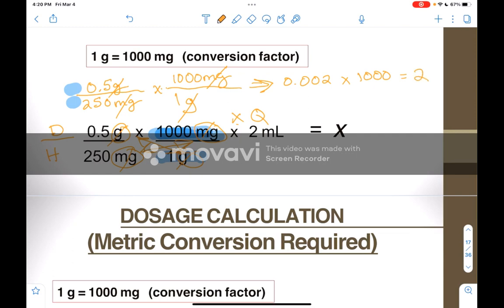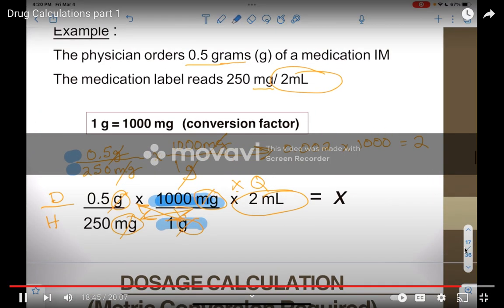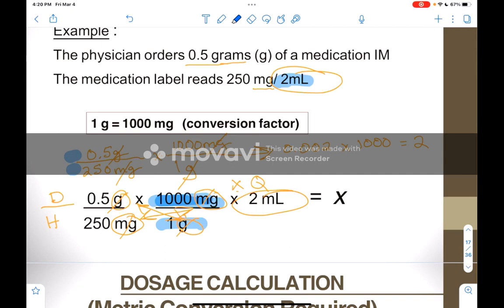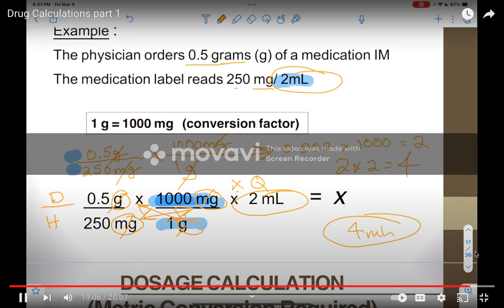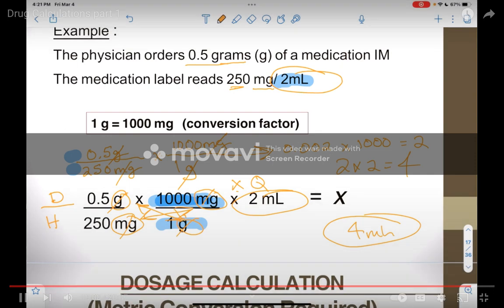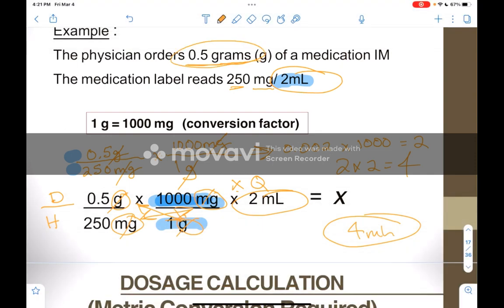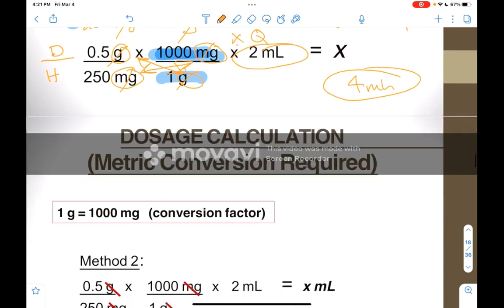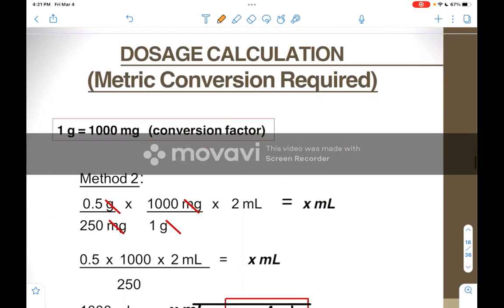Okay, now we need to remember to multiply that times the 2 milliliters that comes in right here. So 2 times 2 is 4, right? Oops. 2 times 2 equals 4. So we're going to draw up 4 milliliters of this medication here in order to give 0.5 grams of the medication. So it's just an extra step in there, right?